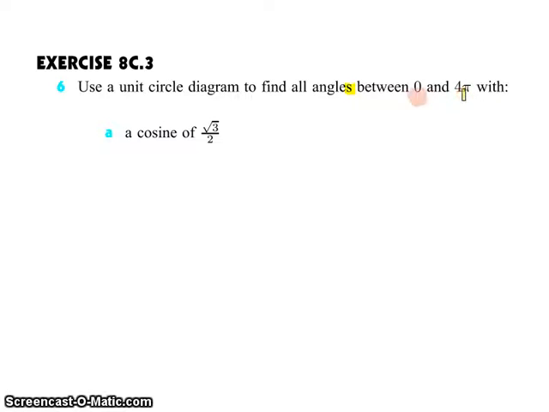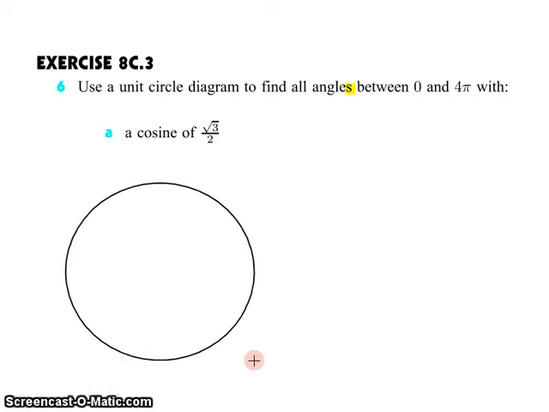And we're also going 2 complete rotations around the unit circle. One complete rotation is 2 pi, and we're going all the way to 4 pi. And we want to find those angles that have a horizontal component of root 3 on 2. We're told to use a unit circle, so the first thing we'll do is draw a unit circle.